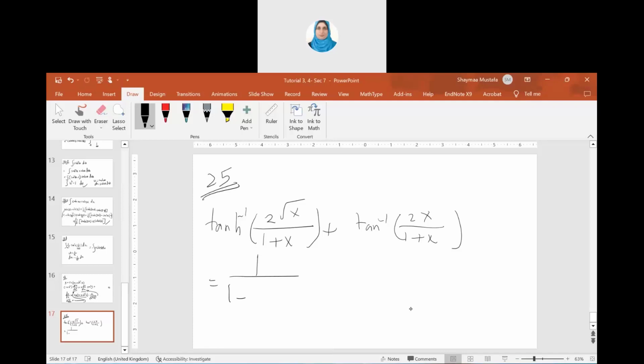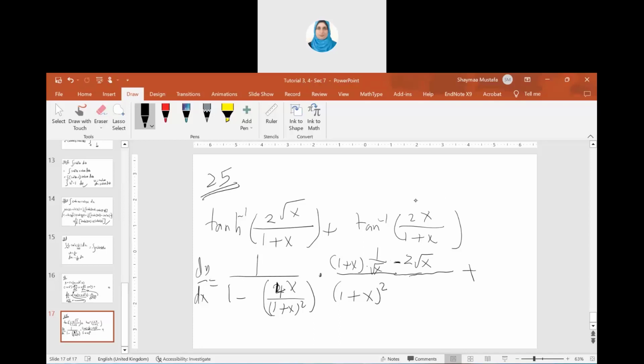So 1 over 1 minus u square, which is 4x over 1 plus x square, multiplied by the derivative of this part, which is 1 plus x squared, 1 plus x, square root of x derivative is 1 over square root of x. 2 with 2 will cancel each other. Minus 2 square root x. The derivative of 1 plus x is 1. So this is the first one.